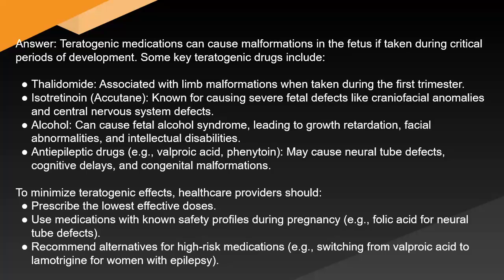growth retardation, facial abnormalities, and intellectual disabilities; antiepileptic drugs, e.g., valproic acid, phenytoin, may cause neural tube defects, cognitive delays, and congenital malformations. To minimize teratogenic effects, healthcare providers should prescribe the lowest effective doses, use medications with known safety profiles during pregnancy, e.g., folic acid for neural tube defects, recommend alternatives for high-risk medications, e.g., switching from valproic acid to lamotrigine for women with epilepsy.